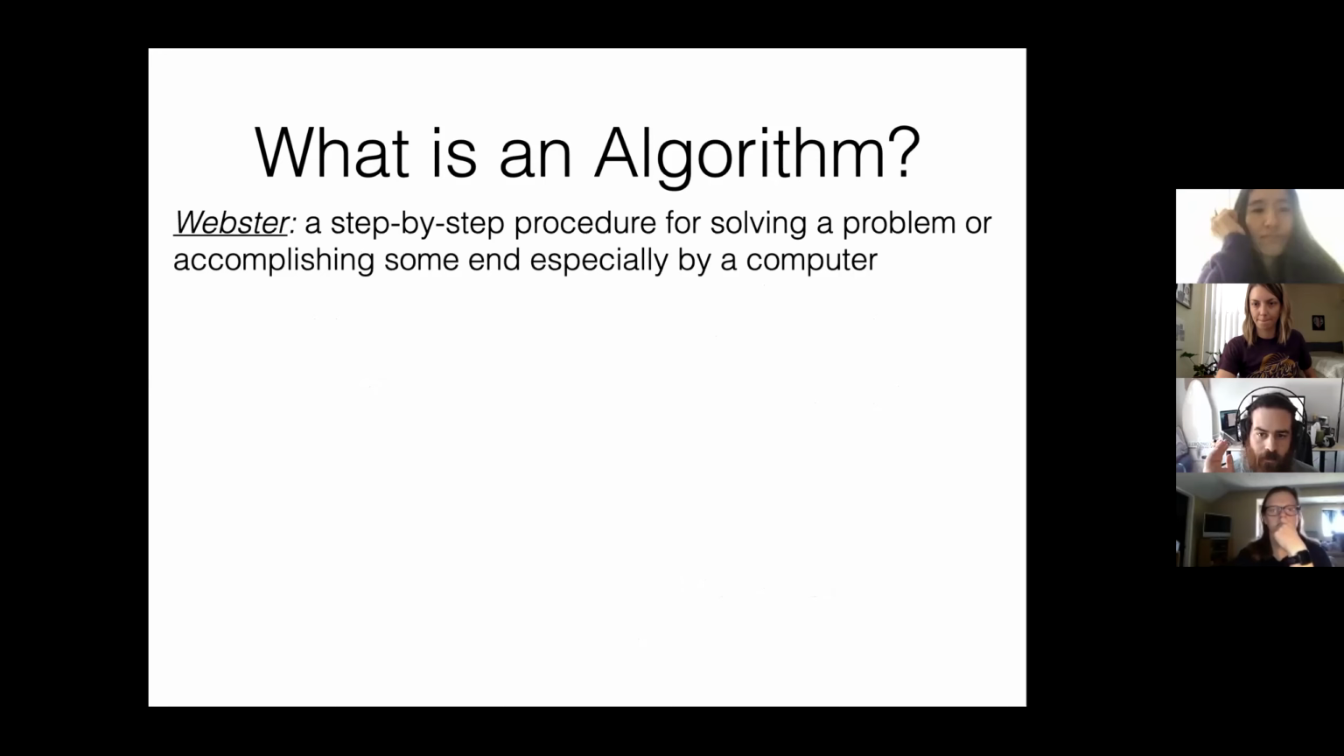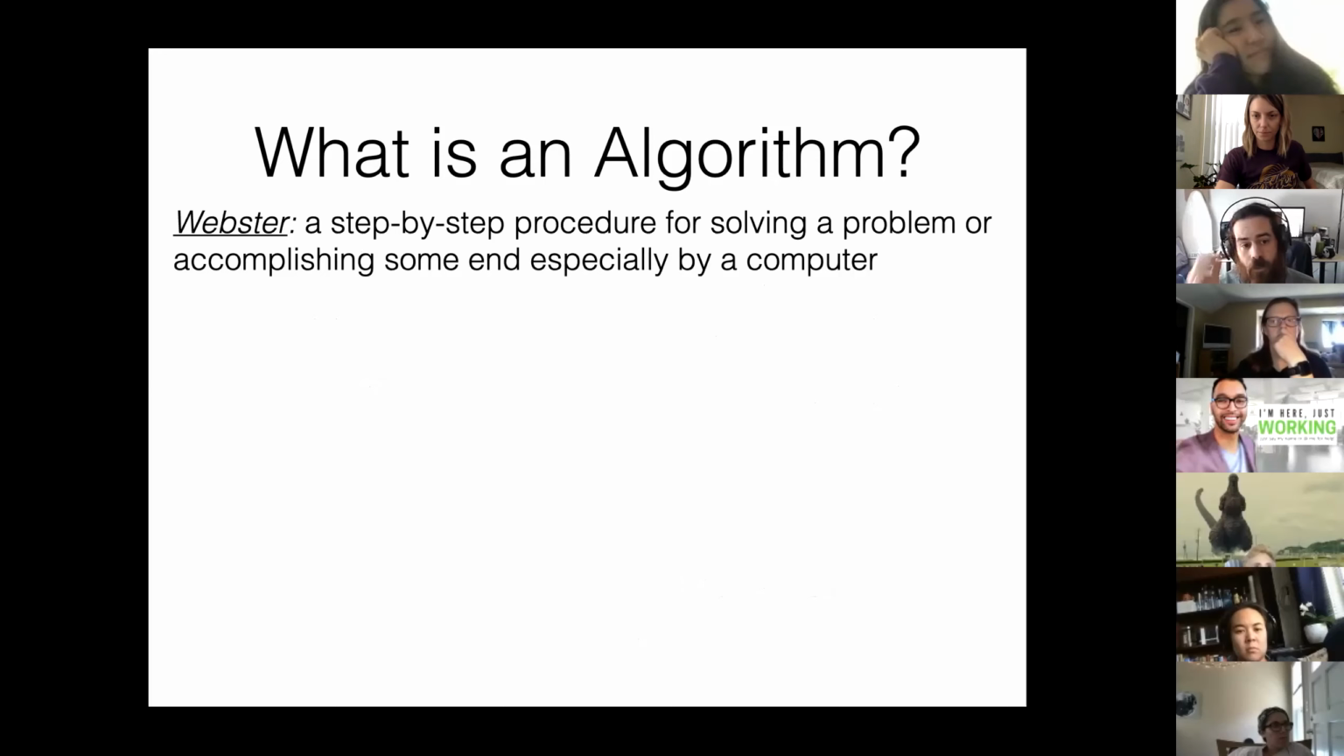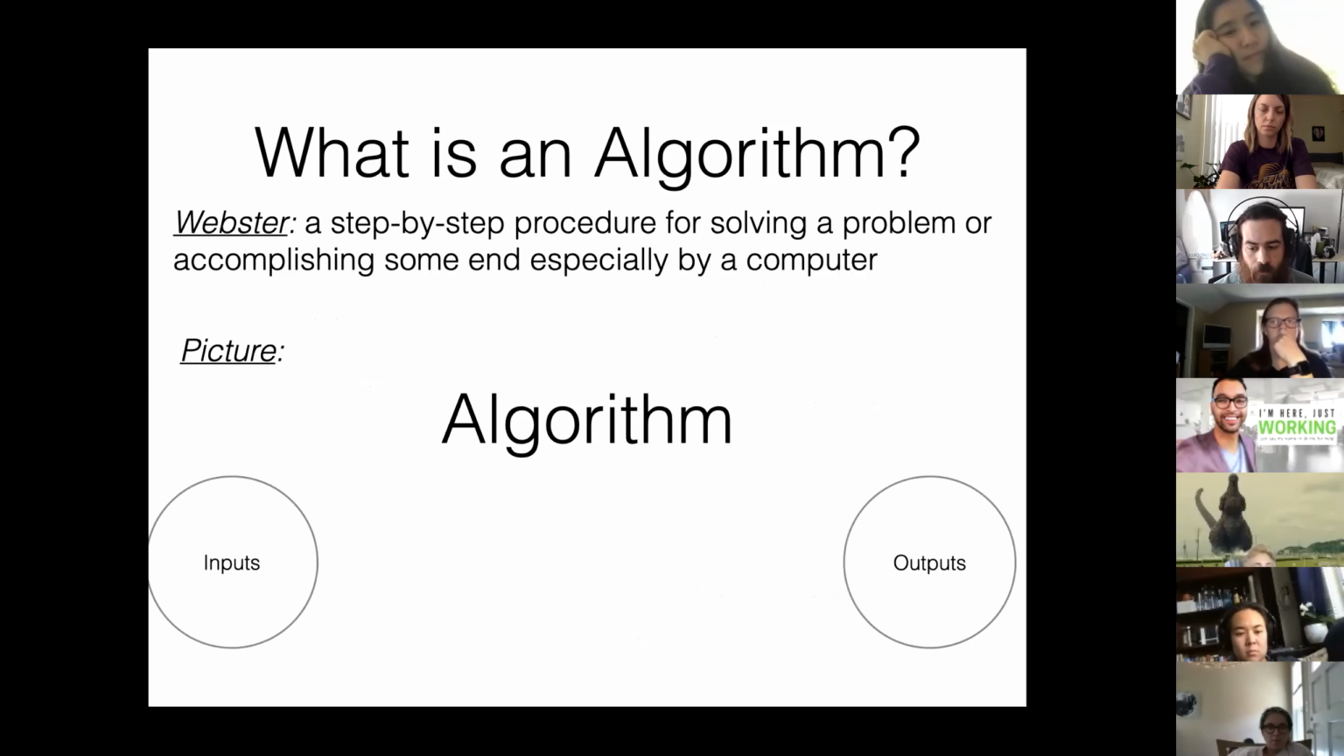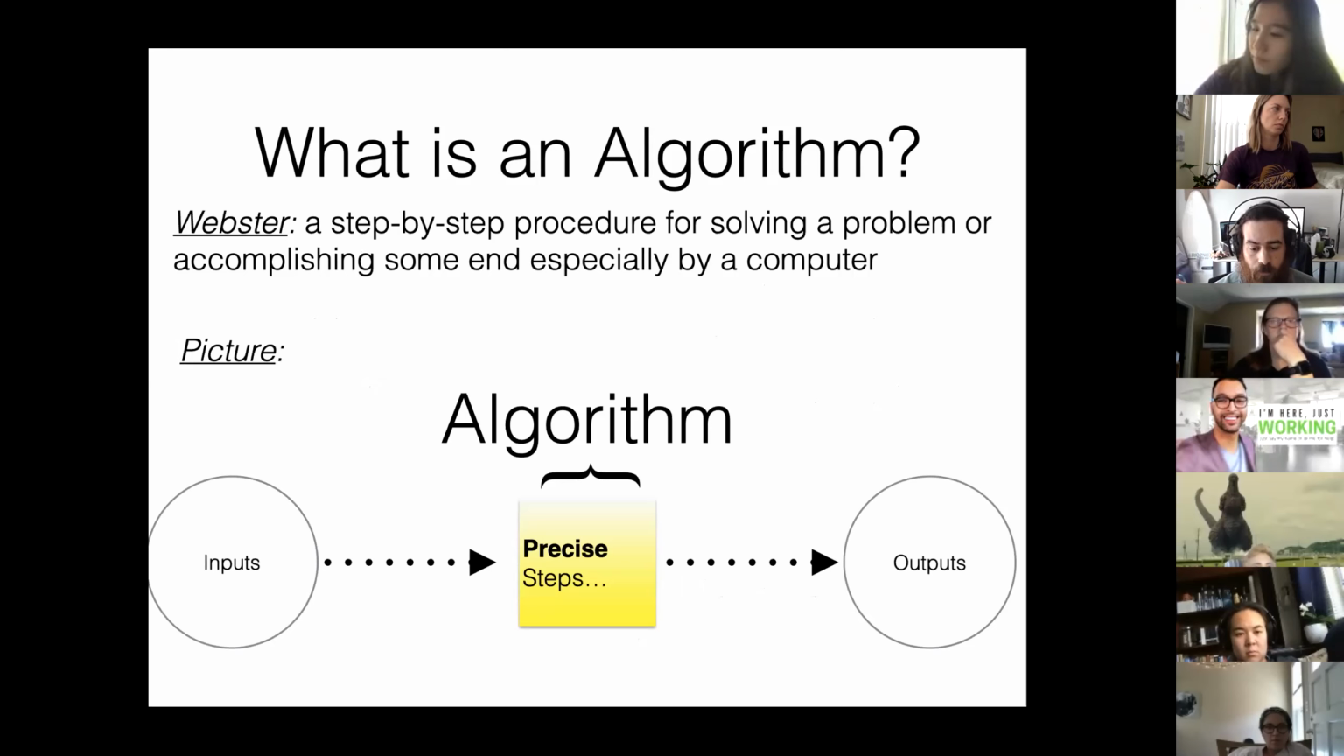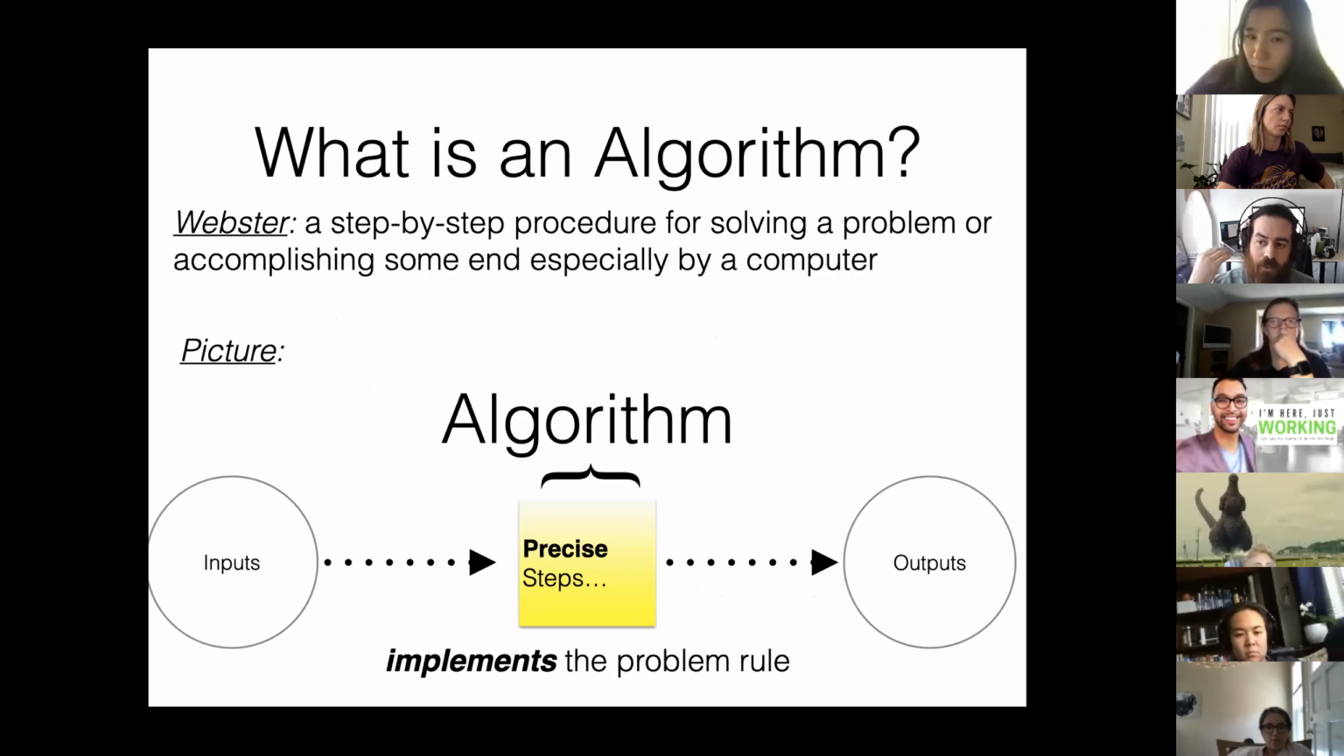So again, let's flash Webster in front of our faces. A step-by-step procedure for solving a problem. And let's get that picture up again. The algorithm is between the inputs and the outputs. It is a precise set of steps that actually implements the problem rule. It's the how to the rule's what.